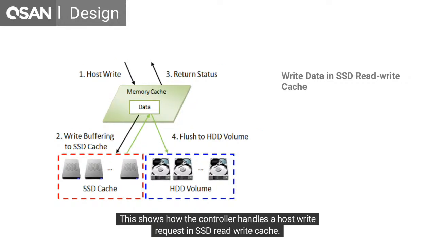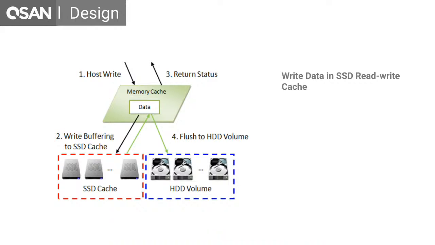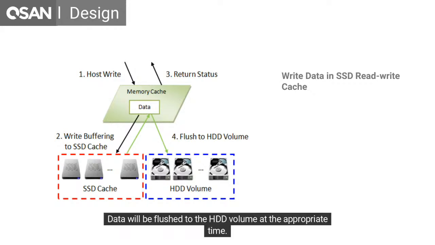This shows how the controller handles a host write request in SSD read-write cache. The write data stays in the SSD cache for a while and will be flushed to the HDD volume at the appropriate time. 1. A host requests to write data. 2. Data is written to the SSD cache. 3. The status is returned to the host. 4. Data will be flushed to the HDD volume at the appropriate time.